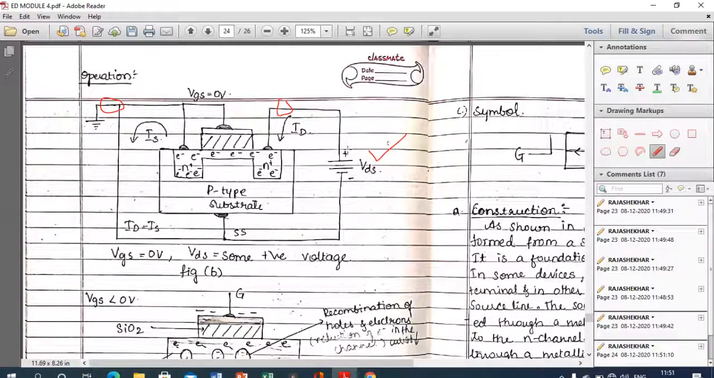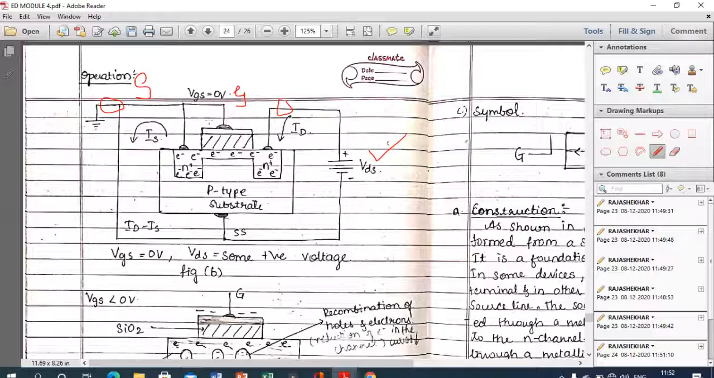So here the positive terminal of the supply is connected to the drain and the negative terminal of the supply is connected to the ground. Whereas when I come to the gate, this is the gate terminal and this is the source terminal, okay. Here the gate and source terminals are short circuited, meaning the gate terminal is directly connected to the source. Through this we have directly connected to the ground.